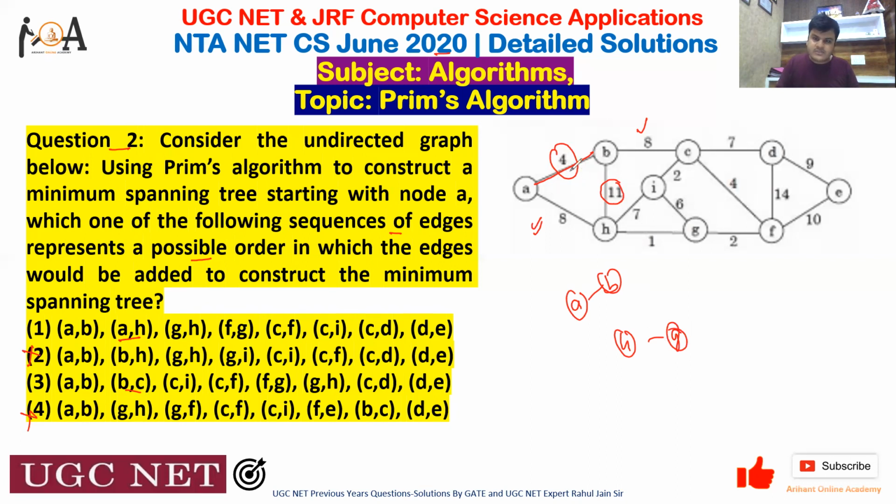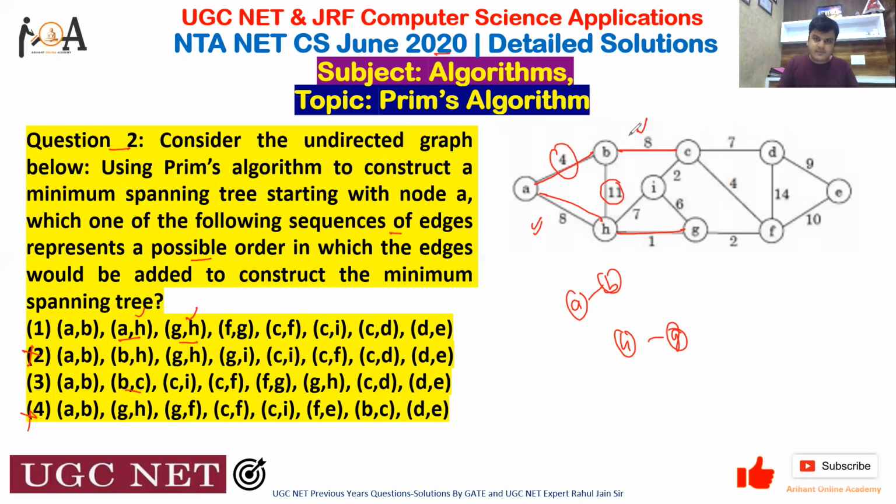Now we have one choice like AB and then BC, or we may have another choice like AB and then AH. Thereafter they are taking GH. So if AB is chosen and after that they choose AH, after that they have chosen GH, which has the lesser weight, because on H we have 11, 7 and 1, of which this is the lesser weight. So HG is correct.